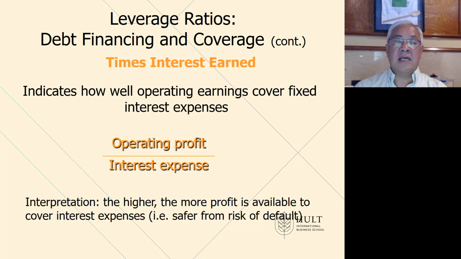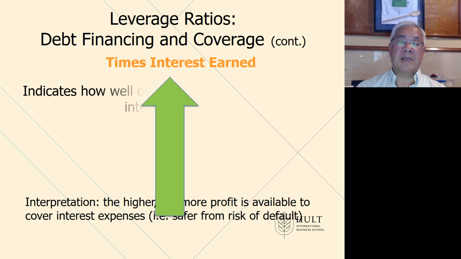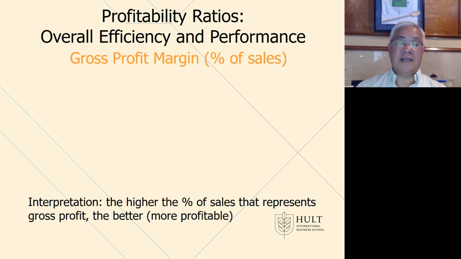Times interest earned says, how safely are you in earning money to pay your interest? And again, here we use 1. If this ratio equals 1, the interest expense exactly equals the operating profit. In other words, all the money you make goes to pay interest. That's not good. So this one we want the TIE to be high because we want to be very safely above what we owe in interest. So the higher the better for TIE.